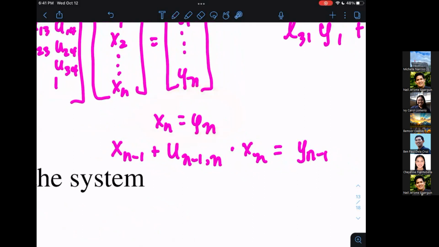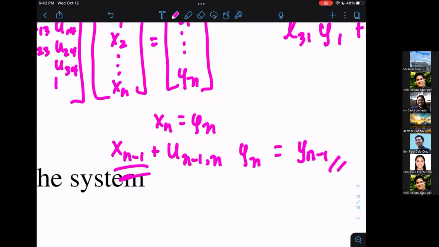Si xn ay equal kay yn. So this guy is just yn. Tapos ngayon, si y sub n minus 1 ay given. So kaya nating i-solve for x sub n minus 1 easily. Alright? So pwede pa rin i-serialize yung process, do it in a for loop, but your for loop will start with i equals n. Tapos ang increment mo ay -1 hanggang makarating ka sa i equals 1.